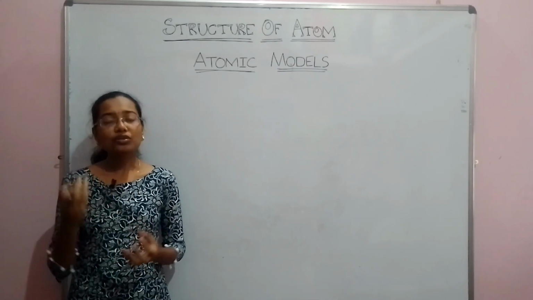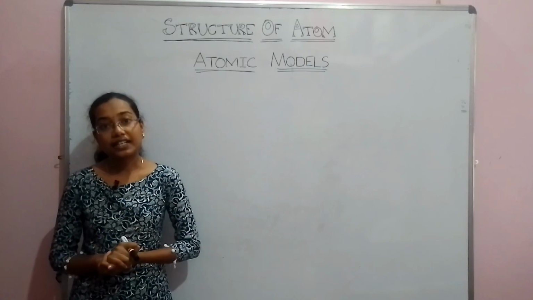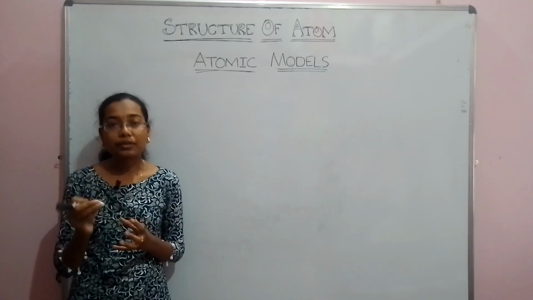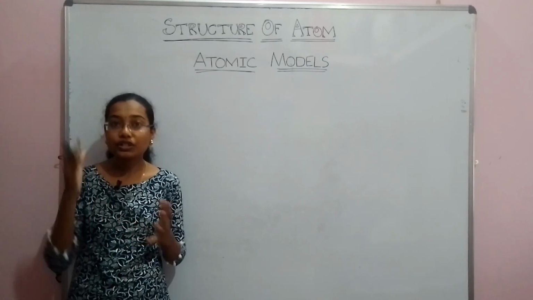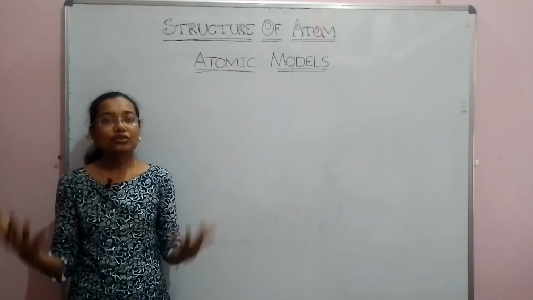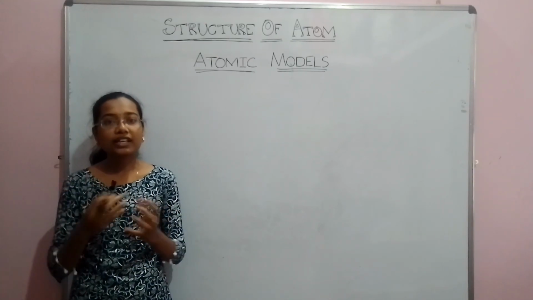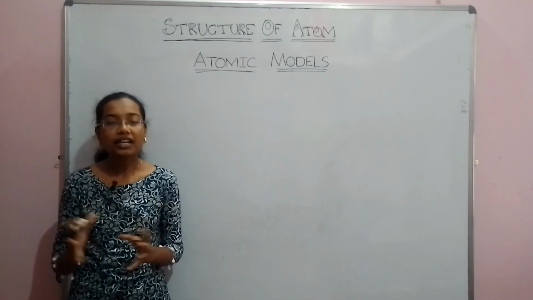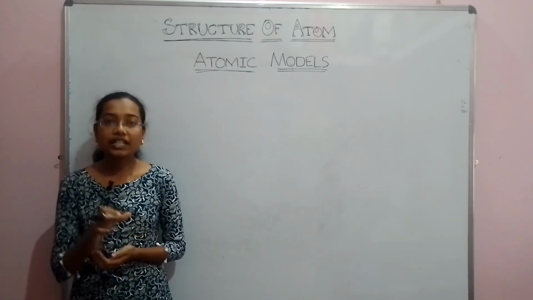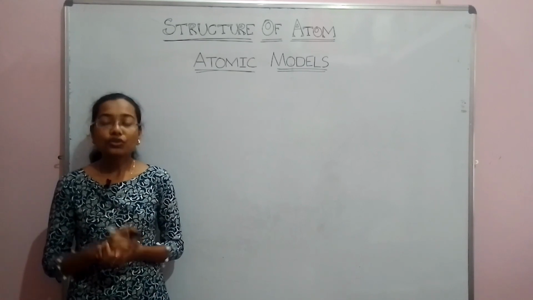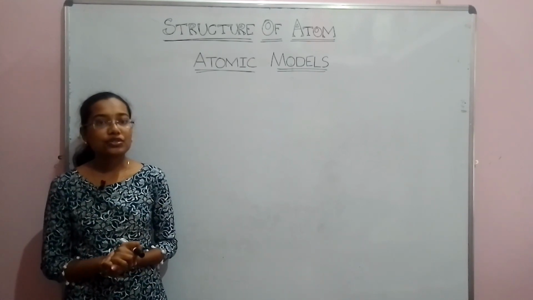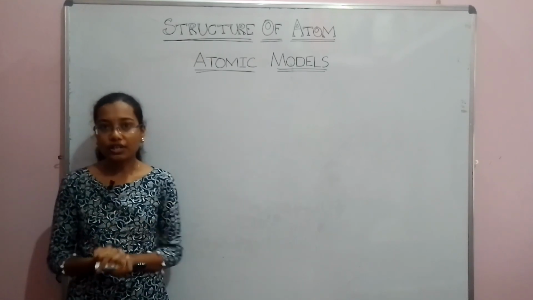Then how are these subatomic particles present in the atom, how are they arranged, what is the position of the nucleus, and where are the neutrons present? We have to know all these things. Simply knowing the subatomic particles doesn't give any clarity to the study of the atom. To know their detailed structure, we have to study the atomic models.